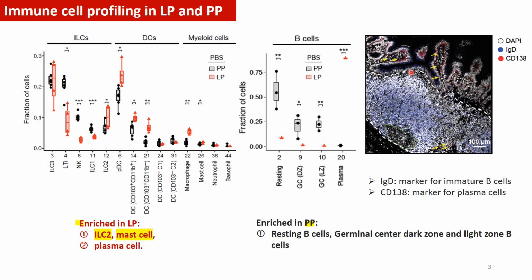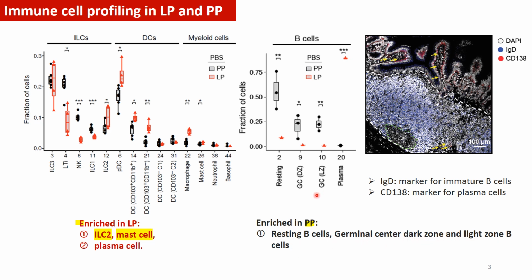So, the authors systematically dissect the cell types from myeloid lineage and lymphoid lineage, and compare cell abundance in LP, lamina propria, and PP, Peyer's patch. This provides a clear overview of cell type enrichment in each site. Let's take a close look at what is enriched in LP. Notably ILC2 and mast cells. ILC2 and mast cells are significantly enriched in LP, and also plasma cells are significantly enriched in LP.